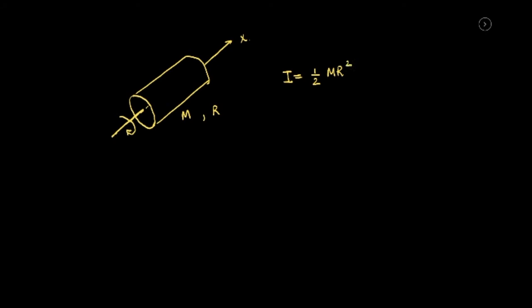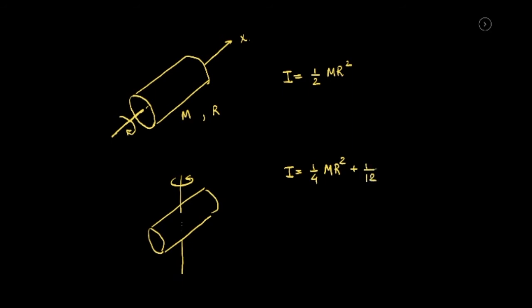Now consider this solid cylinder rotating around this axis. If it rotates in this direction, then I would be equal to 1 divided by 4 m r squared, plus, again, 1 divided by 12 m r squared.